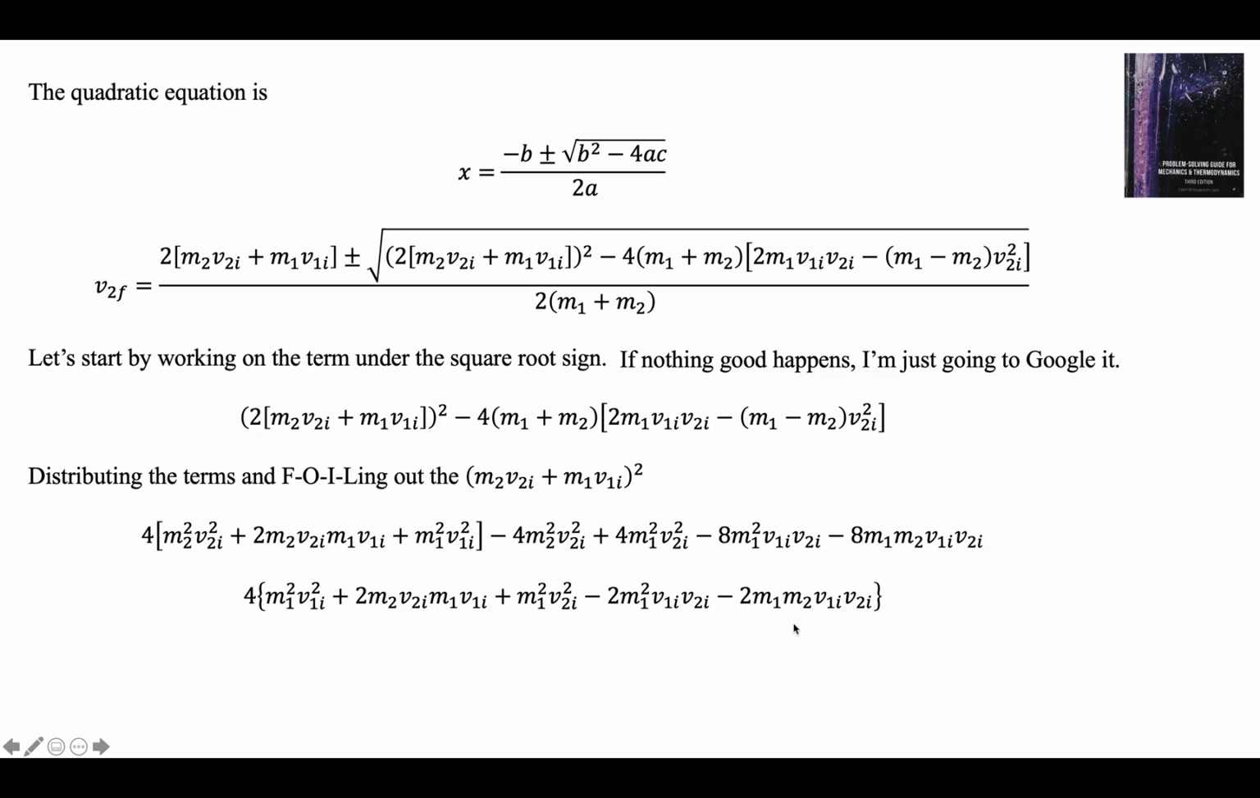These two terms cancel: m1, m2, v1 initial, v2 initial, plus 2 m2, m1, v2 initial, v1 initial. Those cancel. That's good. I'm going to have this term and this term. This reduces to this, and this has a square root. The square root of this is 2m1. The square root of this is v1 initial minus v2 initial.